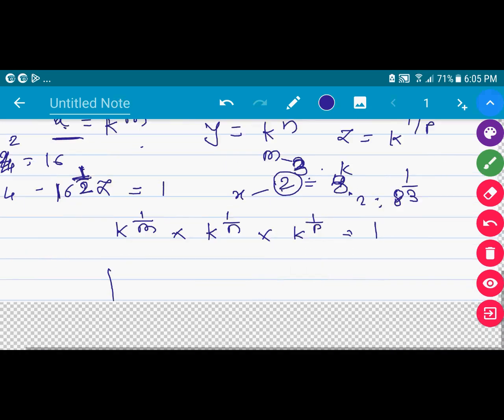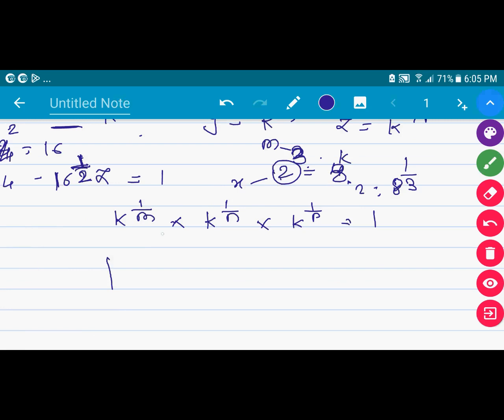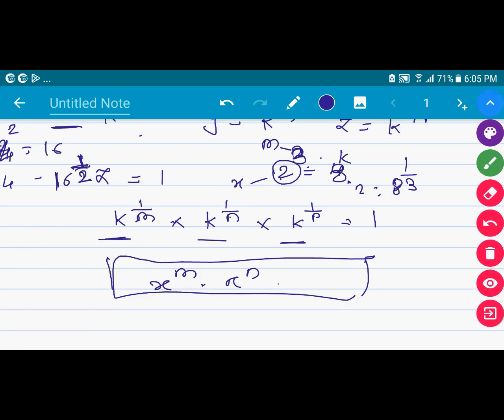Now xyz is equal to 1, so we just replace the x, y, z with k everywhere. Now see, base is common and exponents are different. So remember the law of exponent: x raised to m multiplied by x raised to n, we were doing x raised to m plus n. So here we have k raised to 1 upon m plus 1 upon n plus 1 upon p is equal to 1.